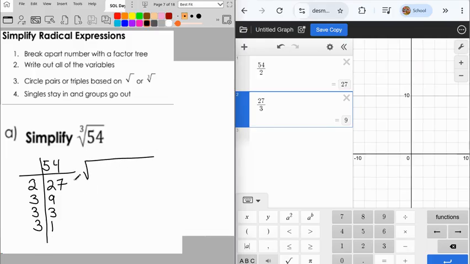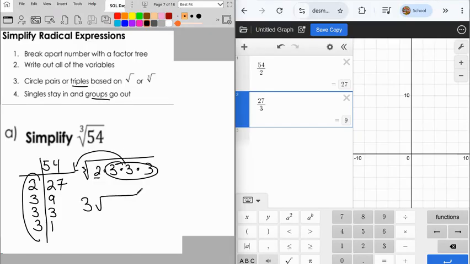I'm going to put these numbers under the radical, the ones on the outside here. That's 2 times 3 times 3 times 3. And this is cube root, so we are circling triples. Here are 3 3s. Singles stay in, that's the 2, and groups go out, that's the 3. So we get 3 cube root of 2, and we're done.